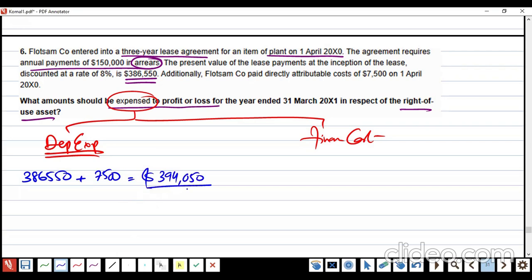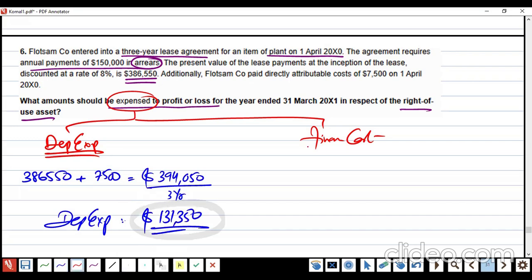Life of the lease or life of the asset, the lower of which is 3 years. So my depreciation is how much? 131,350. That's the one answer I got. But for the lease liability, we need to make the table. The BD ones, the 386,550.